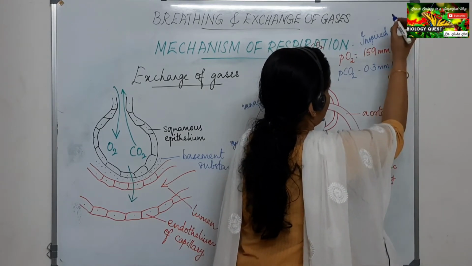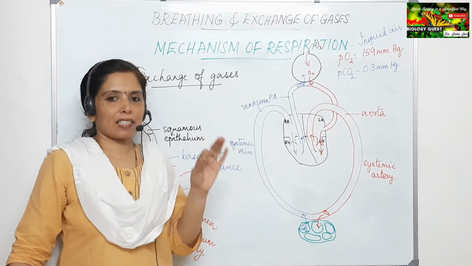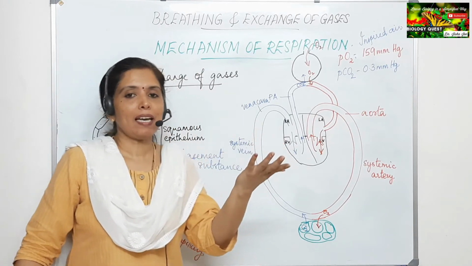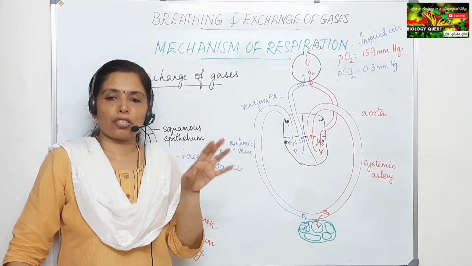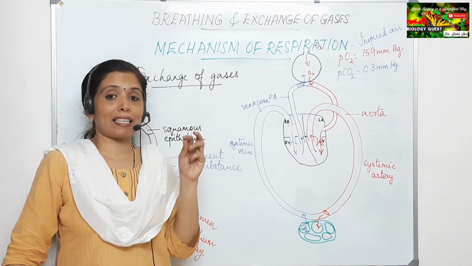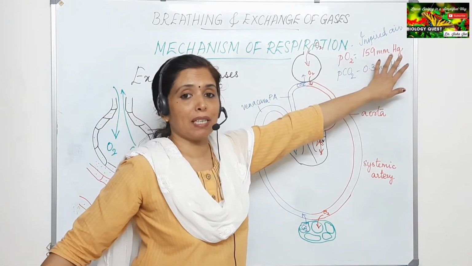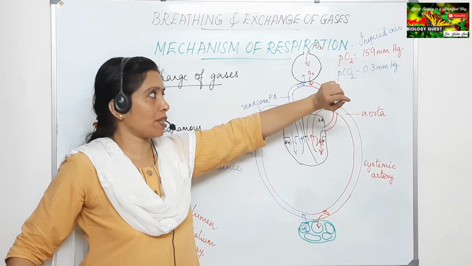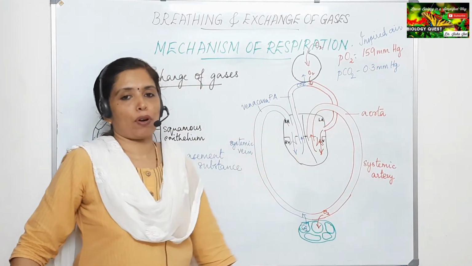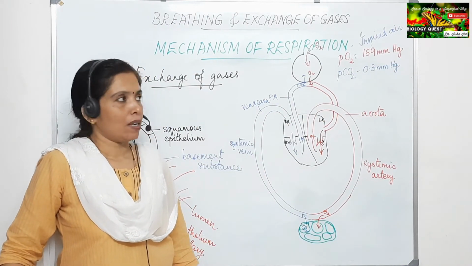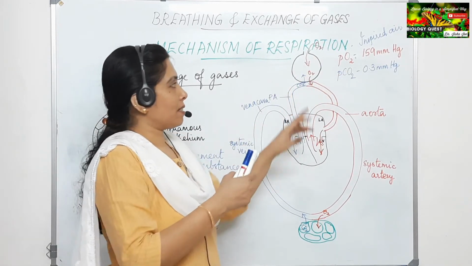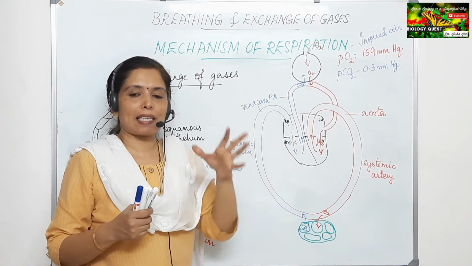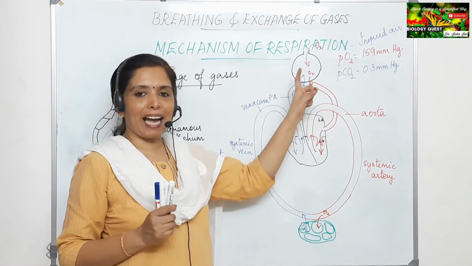Listen carefully, children. Once again, the inspired air is the air that we take in, and it is from the atmosphere. So the partial pressure of oxygen in the atmospheric air or inspired air is 159 millimeters mercury, and the partial pressure of carbon dioxide is 0.3 millimeters mercury. This air now reaches the alveolus. The inspired air passes through the respiratory tract and finally reaches the alveolus.